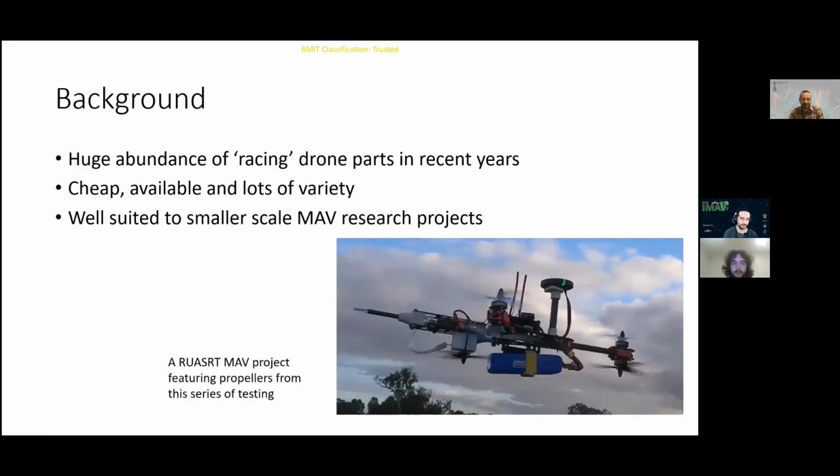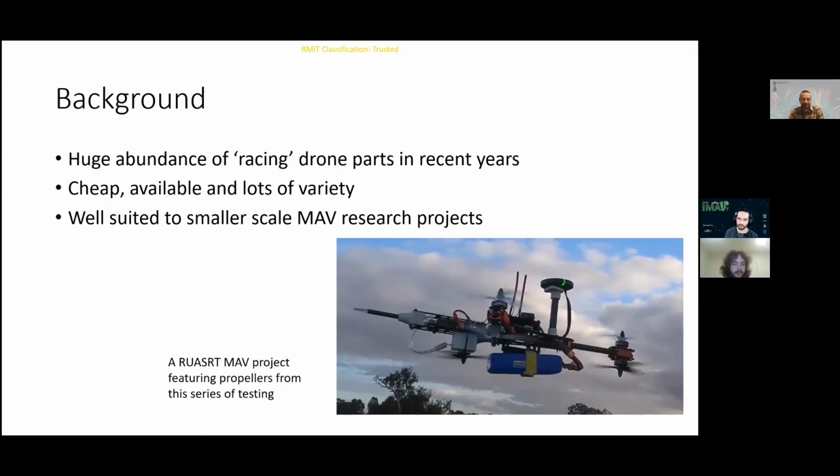So first, the brief background of why these small multi-rotor propellers. In recent years, we've seen a pretty huge boom in small, mainly racing drone components. That includes a lot of propellers, a lot of motors, ESCs, etc. Compared to some of the things that we would have used for research in previous years, we suddenly have a huge abundance of parts. They are comparatively cheap, and there's a lot of variety.